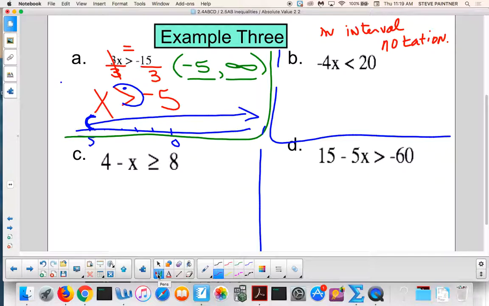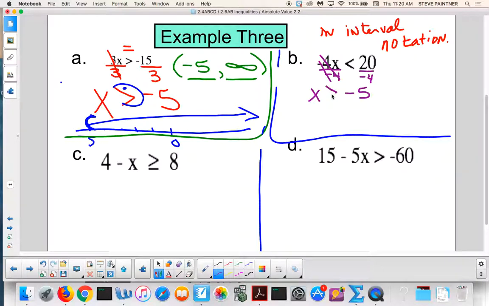Tyler, what did you do to both sides? Divided by -4. Okay, he divides by -4, and the 4's and the negatives are out. X is -5. What now? Plus sign, because it's negative. Or divide by negative. Divided by negative.